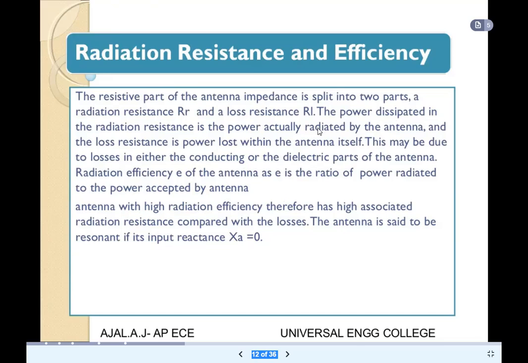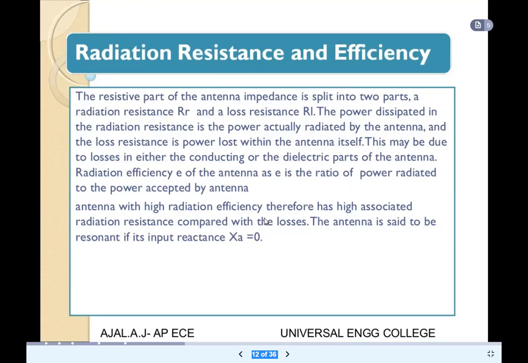So this impedance is divided into two categories. The first one is radiation resistance RR and the second is loss resistance RL. Radiation resistance means power radiated by the antenna, and loss resistance means power lost in the antenna, due to the conducting part and the dielectric part.